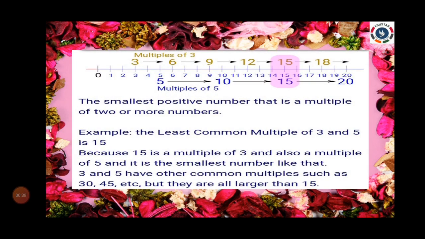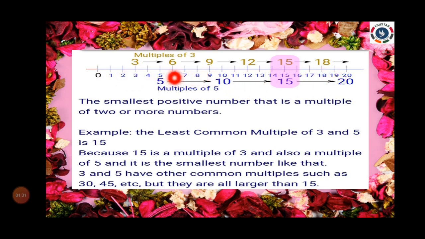The smallest positive number that is a multiple of 2 or more numbers. I mean, the LCM of 2 or more numbers is the smallest number which is a multiple of each of the numbers. For example, here one number line is given, 0, 1, 2, 3 up to 20.